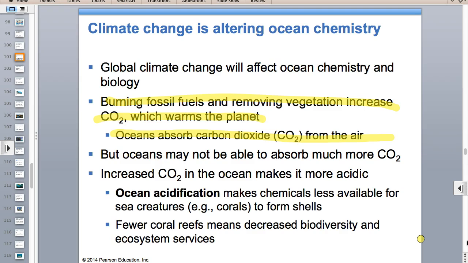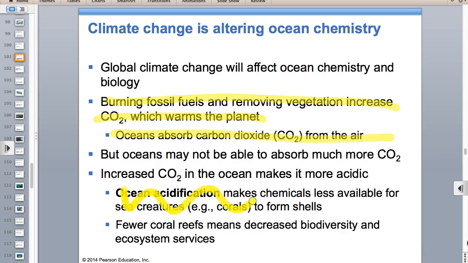And so CO2 in the water is carbonic acid. Carbonic acid is what soda is made out of, like carbonated water, corn syrup, caramel color, like those are the ingredients of Coke. Have you ever read them? So when we're having CO2 dissolved into the ocean, we are basically making the ocean very acidic, which is kind of sad.